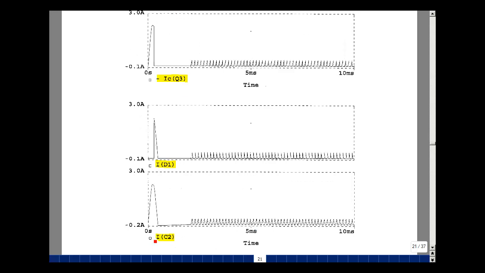And this is the capacitor current. So we're charging the capacitor up, and the capacitor is discharging. Then eventually we get into a series of steady state pulses. Let's zoom in on these pulses and see what they look like.